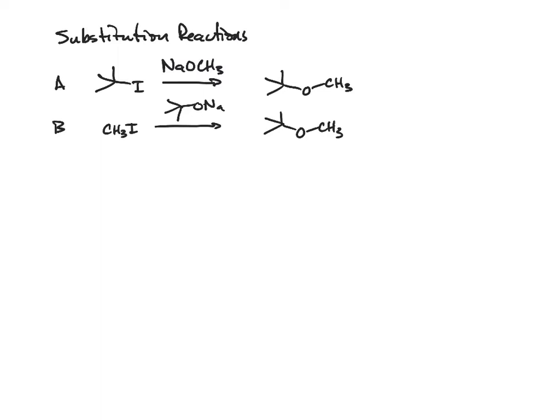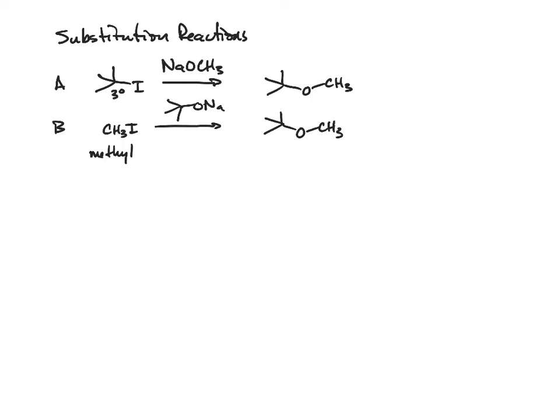What type of electrophile do you see in method A? How do you classify it? And then method B is a methyl electrophile. And so then when you're looking at the nature of the nucleophile, you have sodium methoxide versus sodium tert-butoxide.